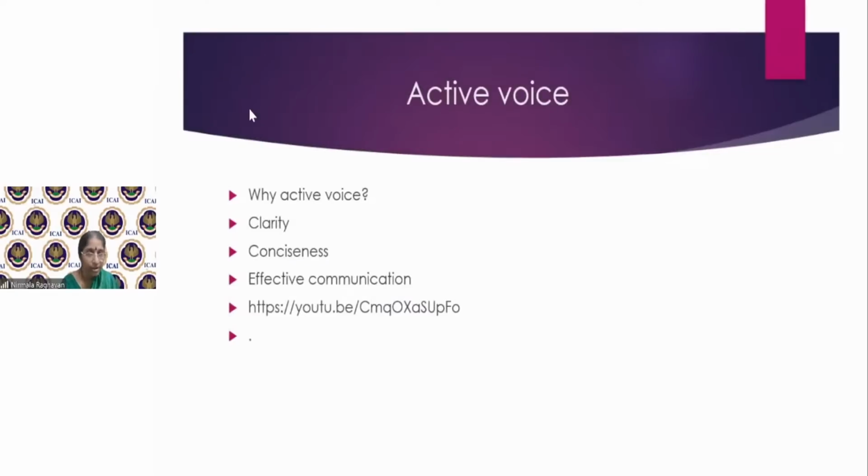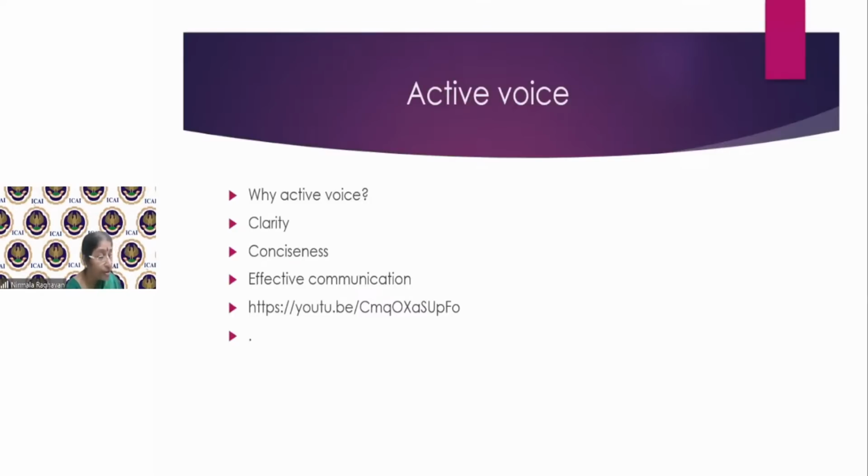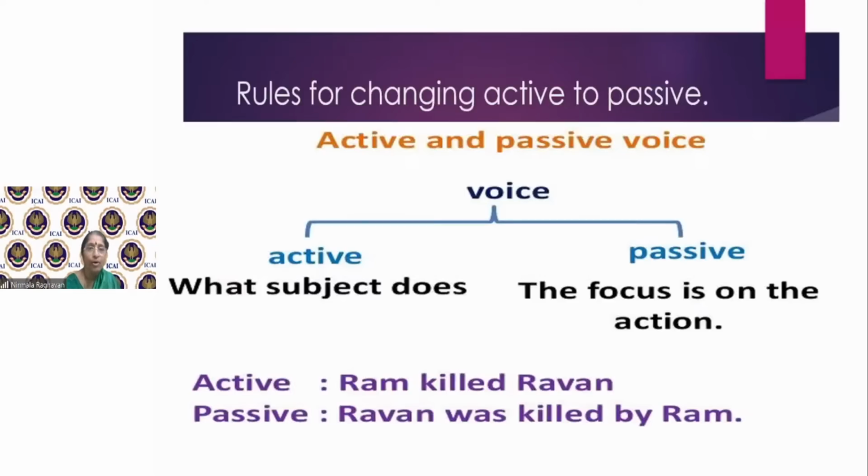Now, active voice. Why active voice? Because for clarity, we need to speak in active voice, or we use active voice in writing. For conciseness, for writing it very briefly, because a passive voice sentence will have a roundabout way of saying things. So conciseness, in brief. Effective communication is always in active voice. Okay, and then we move on.